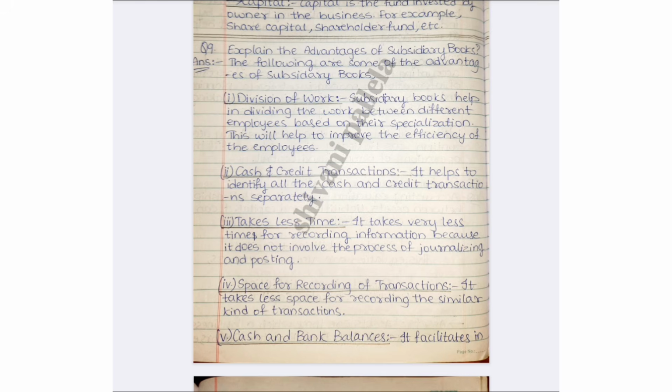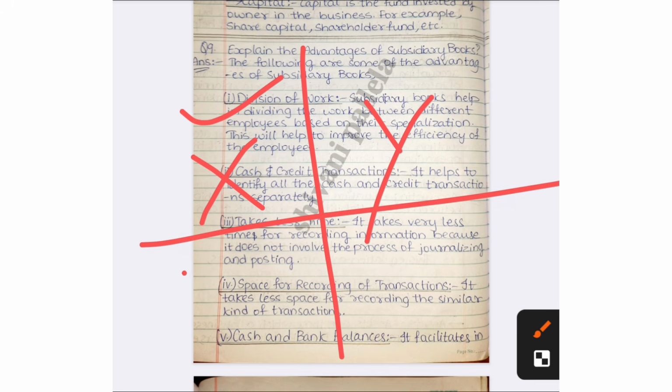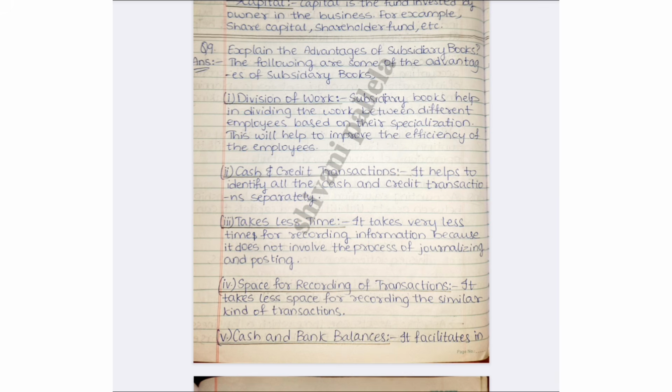So first you have division of work. Whatever work you have in the organization, you divide according to specialization. For example, X and Y are both employees. X is very good in the production department, Y is very good in the sales department. You divide the work according to their skills and specialization. This will help the organization finish its work on time. Clear?